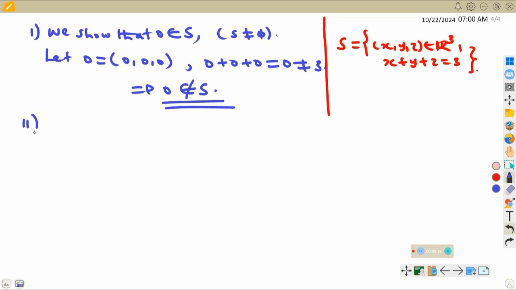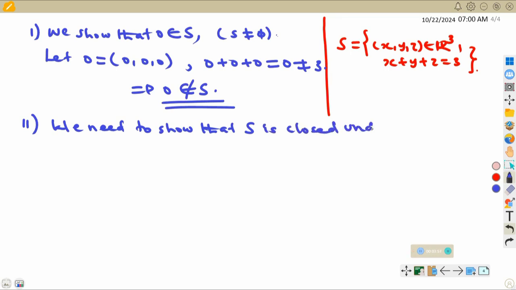That is part 1. Part 2, we need to show that S is closed under vector addition. To show that S is closed under vector addition, you must pick two vectors from S and show that their addition is also in S.